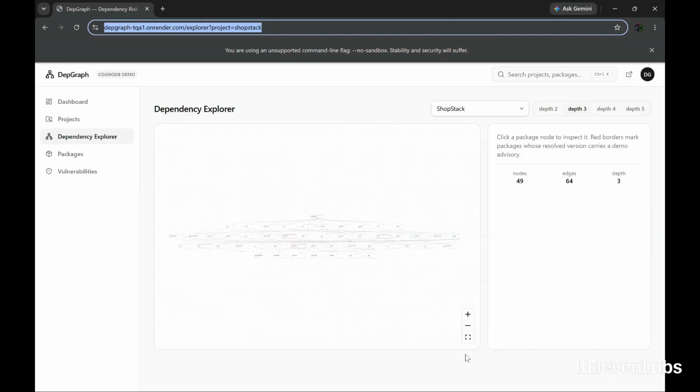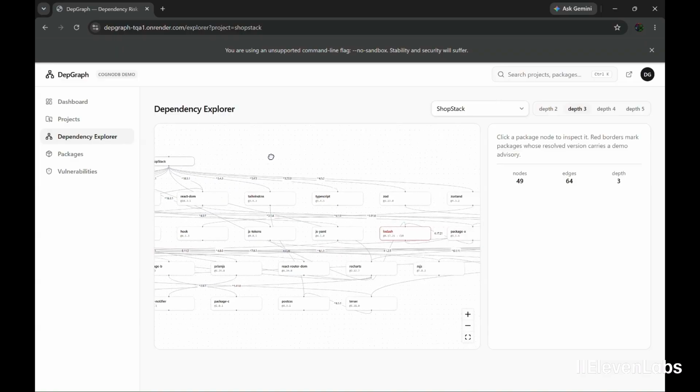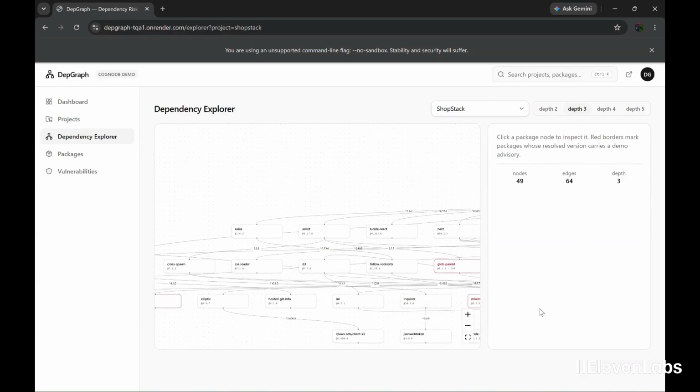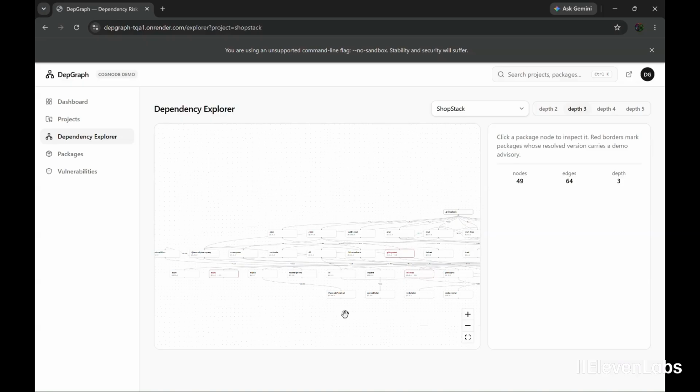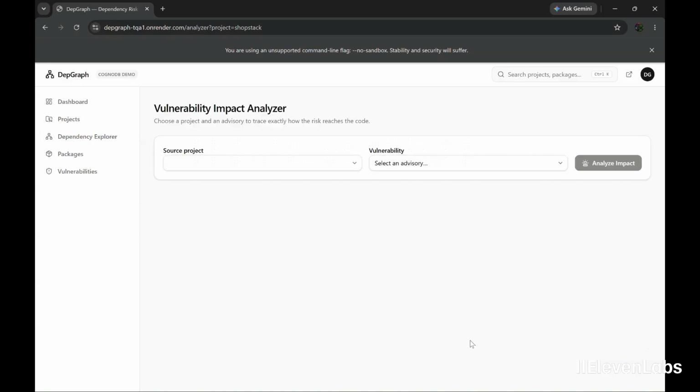The Dependency Explorer lets us navigate these relationships visually. Starting from the project, we can follow its direct dependencies into packages and specific versions, and then continue through multiple levels of transitive dependencies. Rather than looking at a flat dependency list, we're exploring the actual relationships connecting these entities. This is where graph traversal becomes useful.